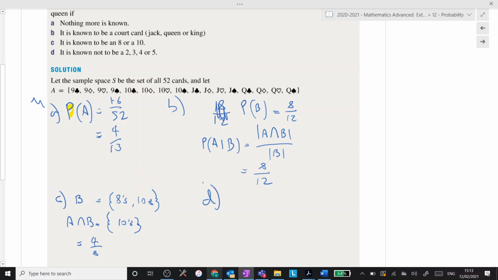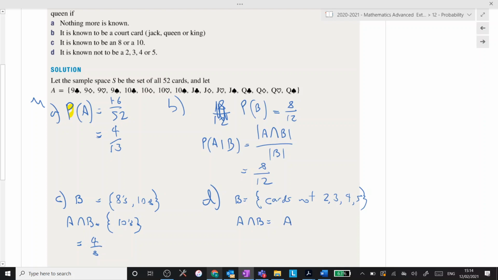It is known not to be a 2, 3, 4, or 5. So the card's not 2, 3, 4, or 5. Did that affect our set? There's no intersection, so our set is still A.